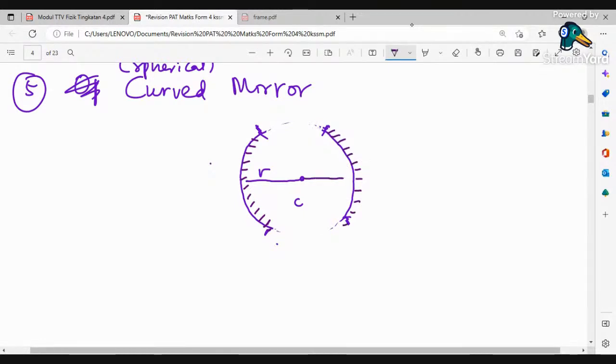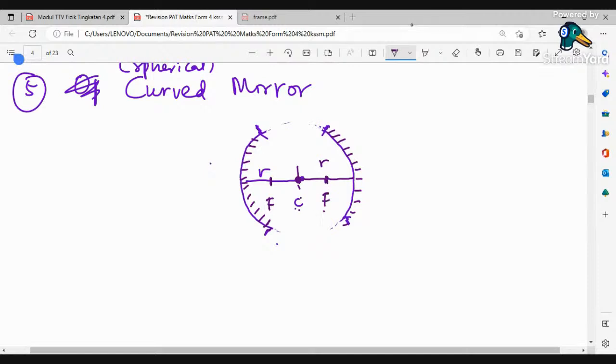So if you look carefully, this is also radius. So this center, we call it center of curvature. Center of curvature for convex is behind the mirror. For concave, in front of the mirror. Okay, so I hope you understand this one. If behind the mirror, it becomes virtual. Okay, if in front of the mirror, it is real. Okay, and then the focal length is the midpoint of radius.